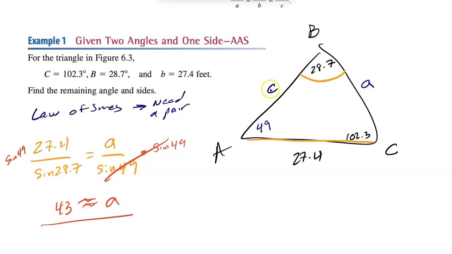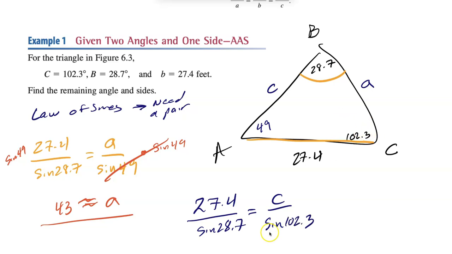I've got side a, and I've got to find side c. We're just going to do the exact same thing. We're going to go 27.4 over sine of 28.7, but now we're going to solve for c. So let's put c over sine of 102.3. Same thing, I just want to get c by itself, so I could cross multiply or multiply both sides by sine of 102.3.